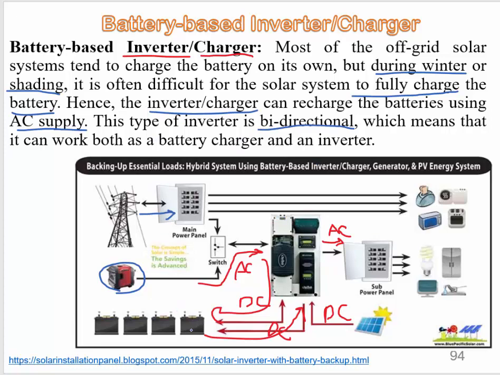This type of inverter is bi-directional, so it can work in both directions. It can take the current from the batteries, converting the DC current into AC current to supply our house, or it can take the AC current and convert it into DC current, which means that it can work both as a battery charger and an inverter.